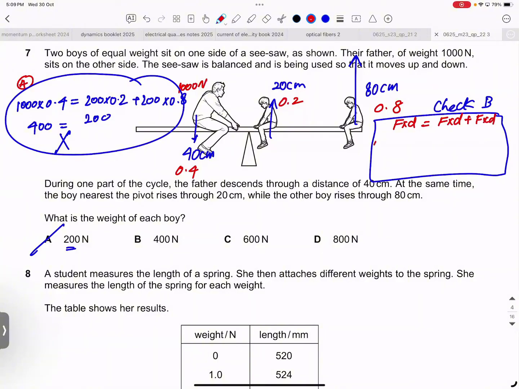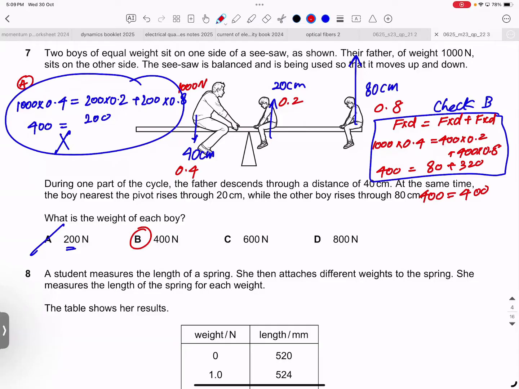Now, dad weight is again 1000. Distance is 0.4. Boys, 400 times 0.2, 400 times 0.8. How much? 80 plus 320, 400. Both are equal.